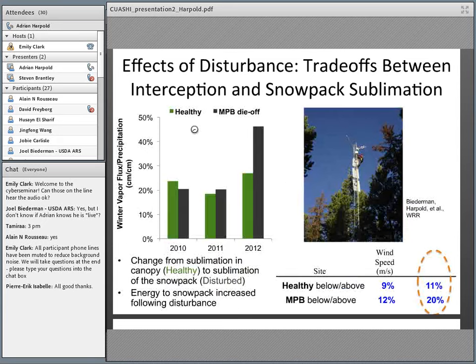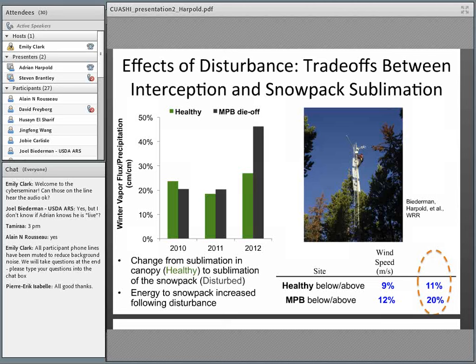So why is that? Well, we had a handful of complementary measurements to try to answer that question. This panel is showing water vapor fluxes measured from an eddy covariance tower as a fraction of precipitation, at our healthy and our pine beetle affected sites. And what you see is that the vapor fluxes are essentially the same across three different years during the winter. So we're seeing about the same amount of vapor going into the atmosphere.